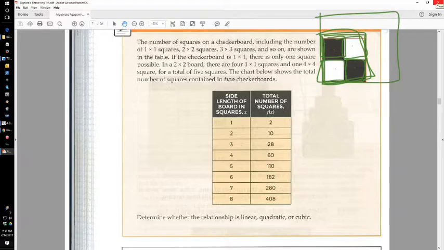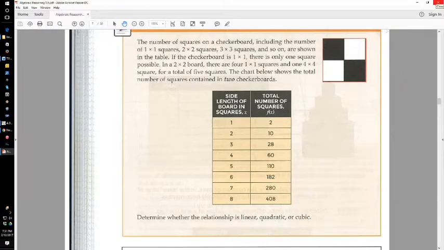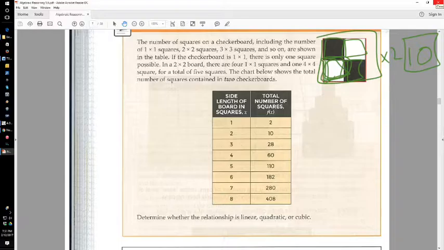The chart below shows the number of squares contained in 2 checkerboards. That's interesting. So, in one checkerboard of 2 by 2, which we have right here, we counted 1, 2, 3, 4, and then a big one. That's 5. But they did 2 checkerboards, so times 2, that's 10 altogether in 2 checkerboards. In a 1 block checkerboard, there would only be 1, this one right here, but in 2 checkerboards, there'd be 2. So they doubled it.